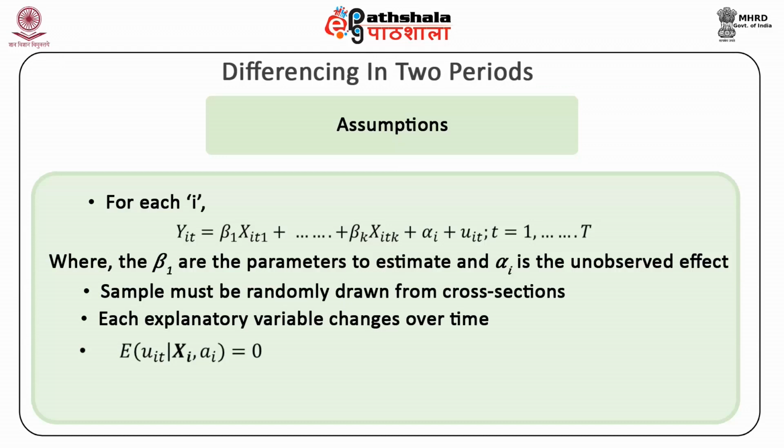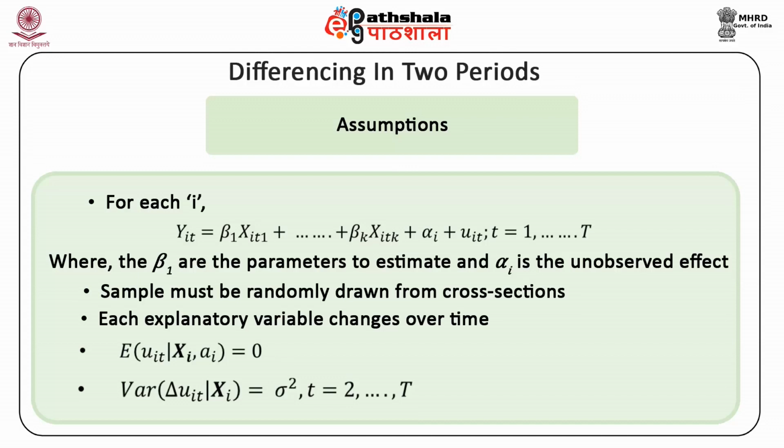Our fifth assumption is that the variance of the difference errors, conditional on all explanatory variables, is constant. That is, variance of delta u_it given X_i is equal to sigma squared for any value of small t equal to 2, 3 and so on up to capital T. This assumption ensures that the difference errors delta u_it are homoskedastic.